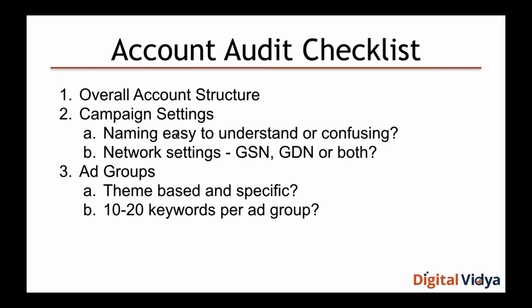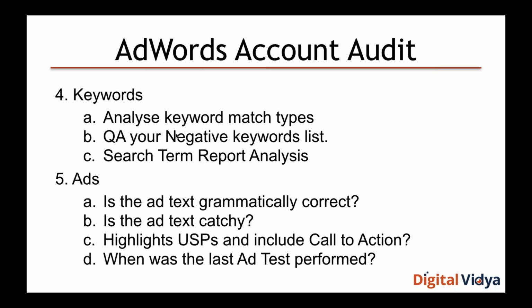So what all do you need to check in that account? Just have a look at the overall account structure. Is it good or bad? Have a look at the campaign settings. Is the naming properly done, easy to understand or confusing? See the network settings, what kind of networks they are running. Then have a look at the ad group report. Is it theme based? And then what kind of theme are they using? Are they using 10 to 20 keywords per ad group or not?